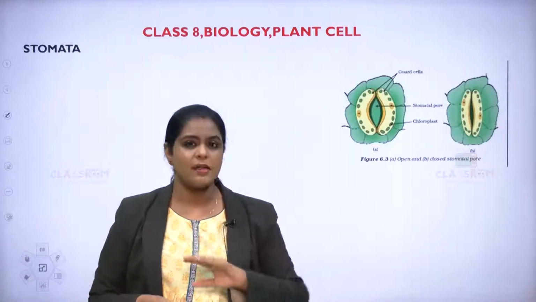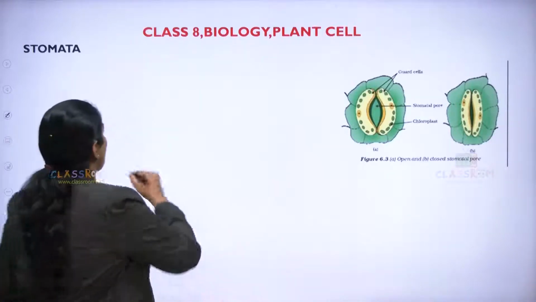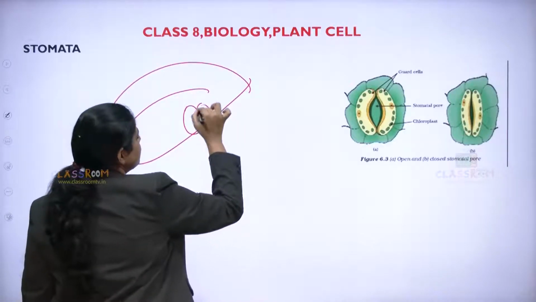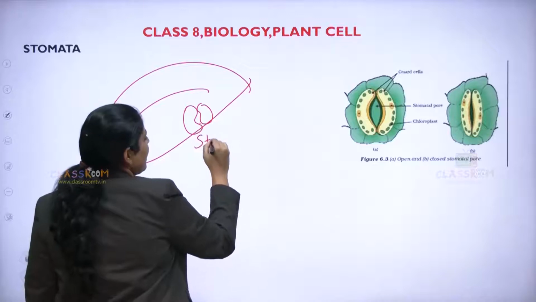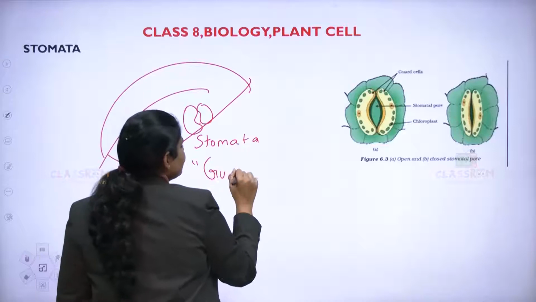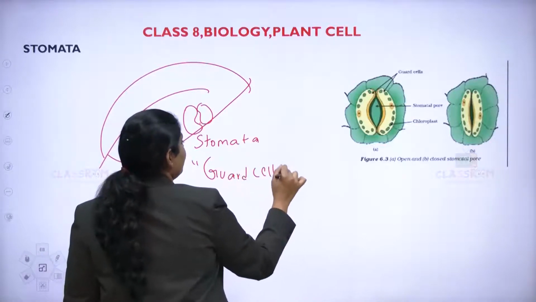So stomata are nothing but the guard cells. Alright, so in the leaf you can see kidney bean shaped structures. These are called stomata. Stomata are also called guard cells because they guard the leaves.